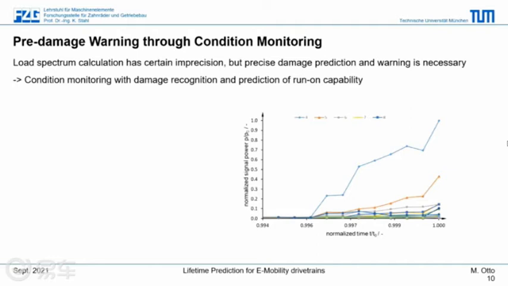At this point, we come to pre-damage warning through condition monitoring. The load spectrum calculation has certain imprecisions, but a precise damage prediction and warning is necessary. So we would like to employ a condition monitoring system with damage recognition and prediction of runout capability. In the graphic to the right, the result of such a condition monitoring system applied to a gear test is shown.